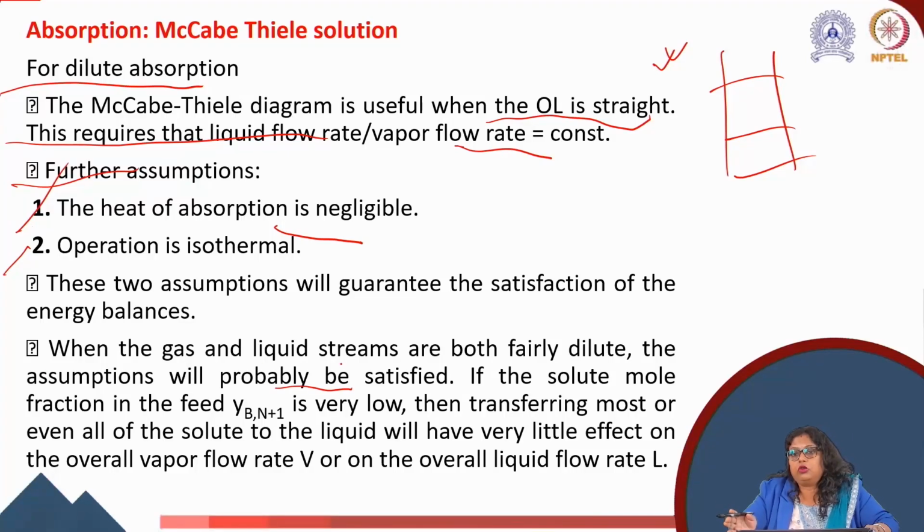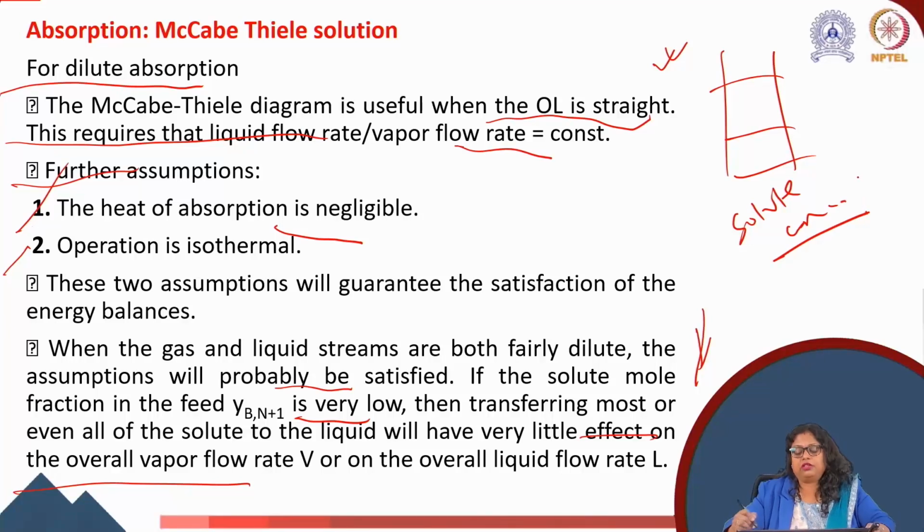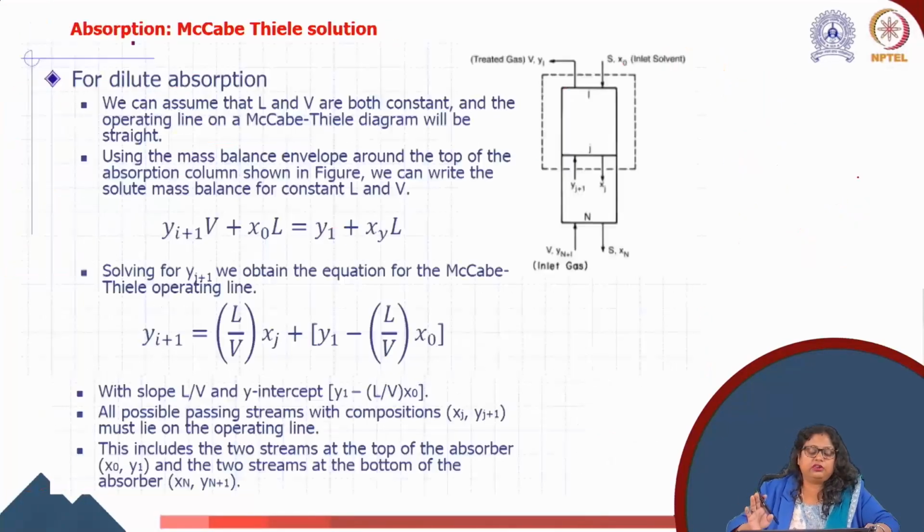So if the solute mole fraction in the feed is very low, then transferring most or even all of the solute to the liquid will have very little effect on the overall vapor flow rate or on the overall liquid flow rate. So the required condition is that the solute concentration should be very low, and here we are considering less than 10%.